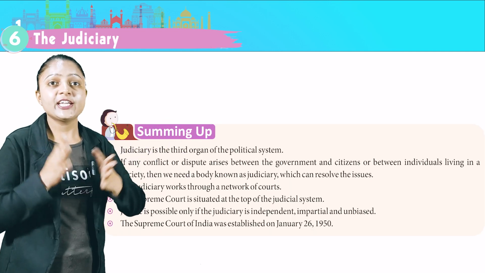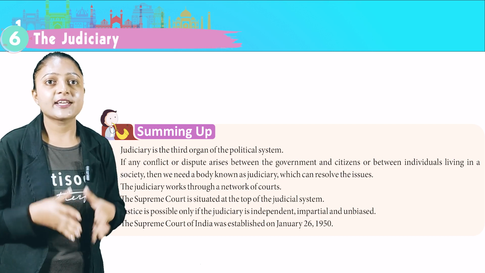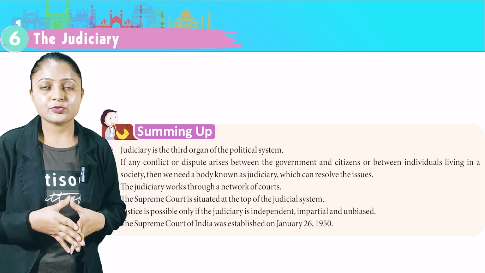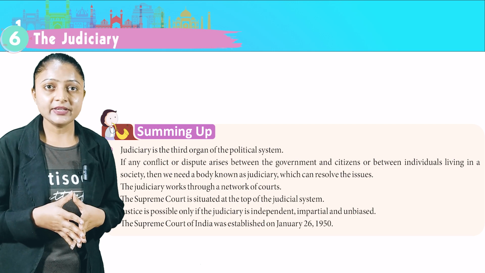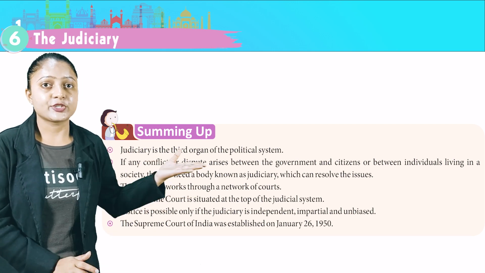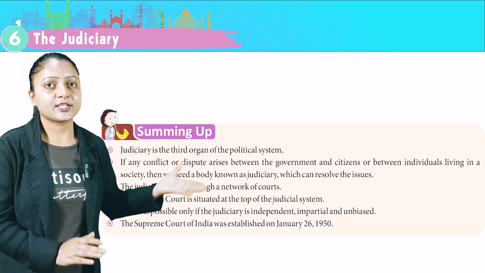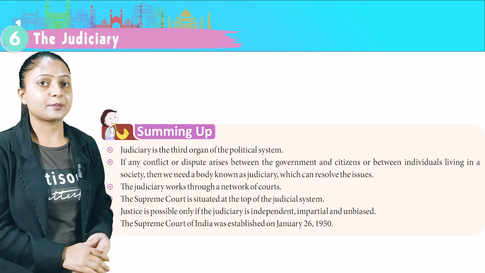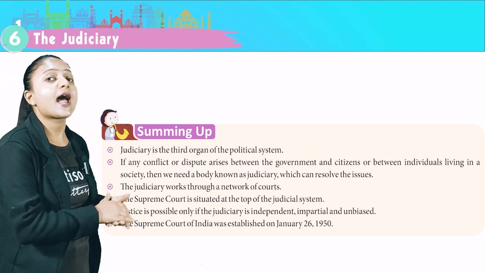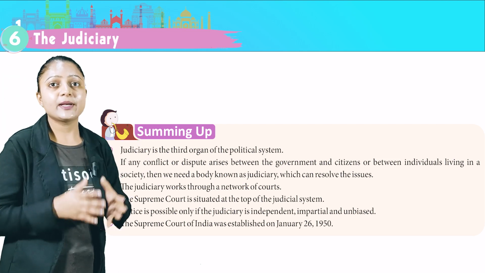Summing up, judiciary is the third organ of the political system. If any conflict or dispute arises between the government and citizens or between individuals living in a society, then we need a body known as judiciary which can resolve the issues. The judiciary works through a network of courts. The Supreme Court is situated at the top of the judicial system. Justice is possible only if the judiciary is independent, impartial and unbiased. The Supreme Court of India was established on January 26, 1950.